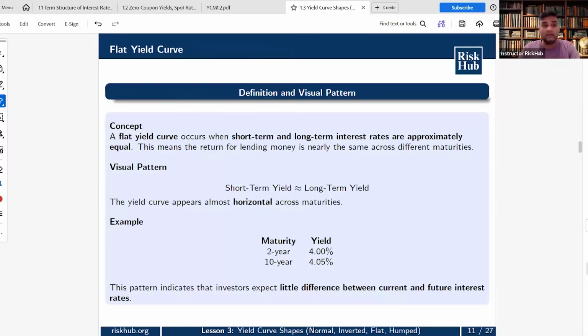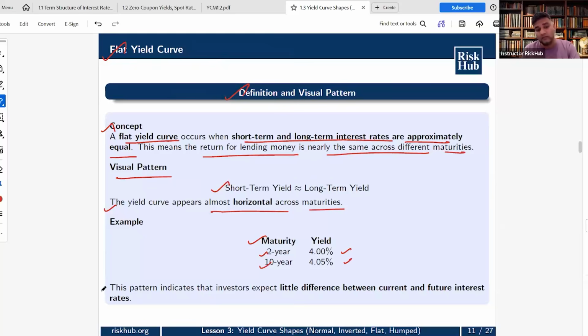Then we get into slide number 11, flat yield curve: definition, visual pattern, concept. A flat yield curve occurs when short and long-term interest rates are approximately equal. This means the return for lending money is nearly the same across different maturities. Visual pattern: short-term yield almost equal to long-term yield. The yield curve appears almost horizontal across maturities. Example: maturity 2-year, 10-year, yield 4 and 4.5. This pattern indicates that investors expect little difference between current and future interest rates, right? So very, very interesting part.